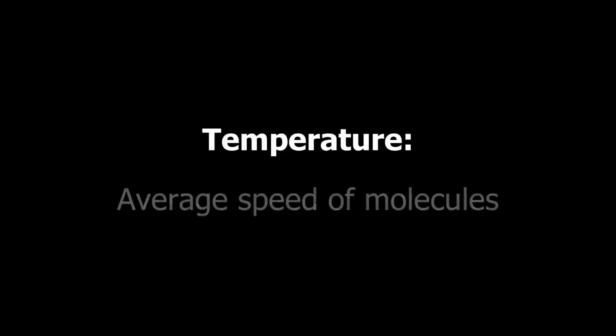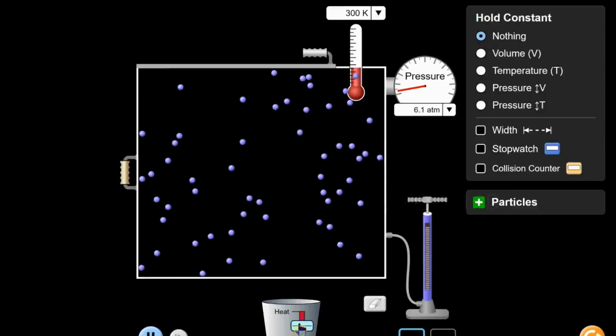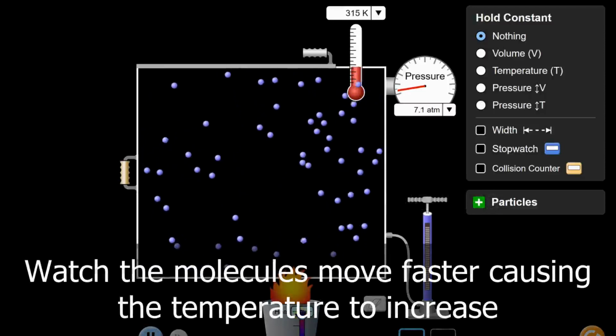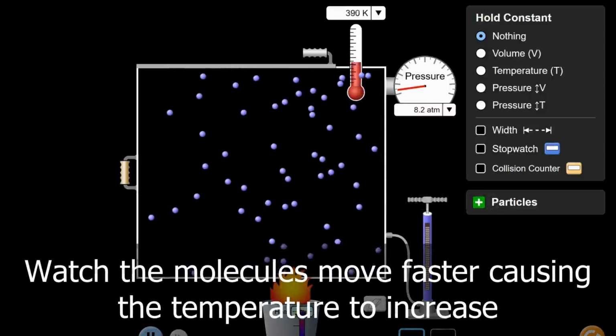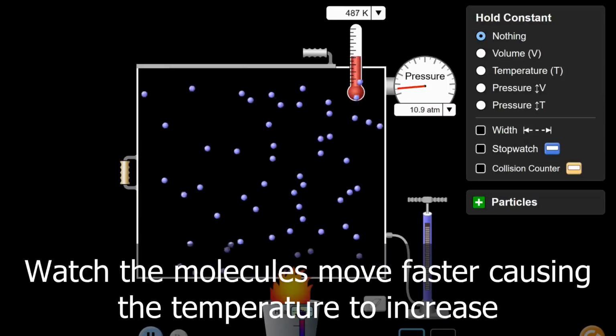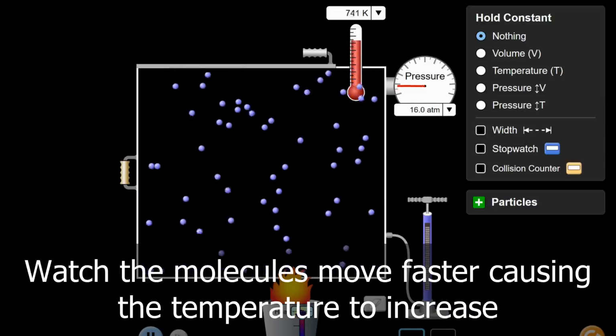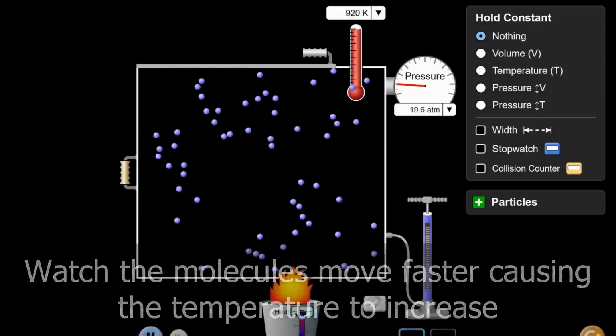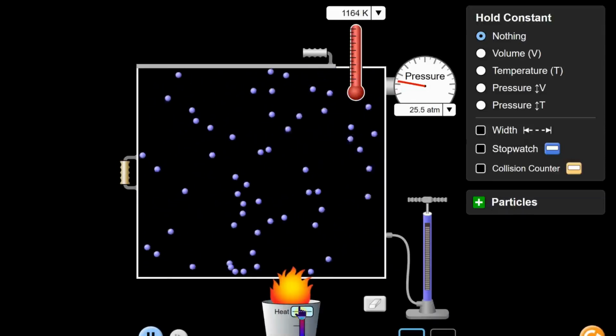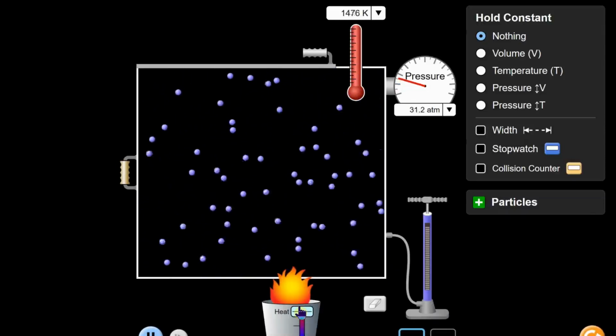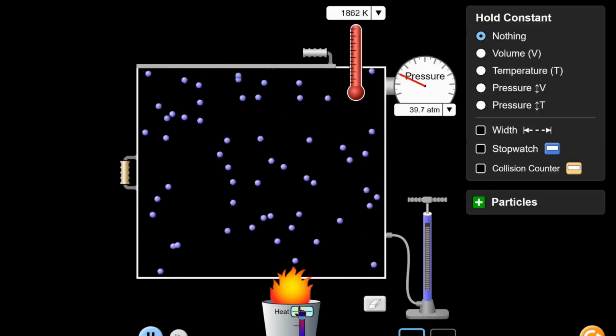Secondly is temperature. You may know this as how hot or cool something is, but scientifically speaking, it's the average speed of molecules. As molecules move faster, the temperature increases. When you heat something up, you're giving the molecules more energy. The molecules use this energy to increase their speed, causing the temperature to increase. As you cool something down, the molecules start to slow.